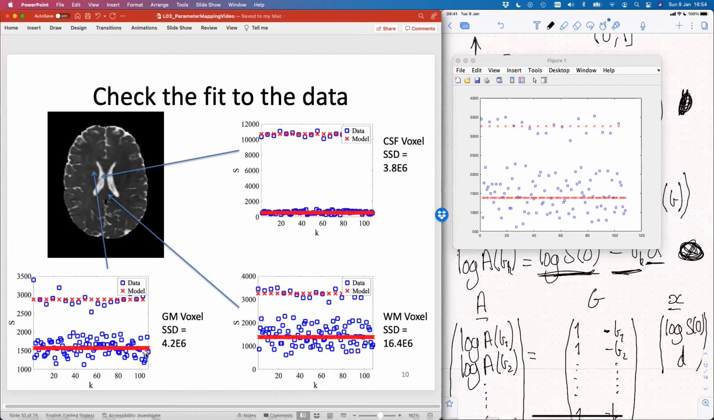In grey matter, we see a little bit of dispersion around this sort of constant estimate of the diffusion weighted signal. But in white matter, we see a much higher variation around that signal, and that's kind of reflected in the sum of square differences. Here it comes out as 16 million, compared to errors of about 4 million in the grey matter and the CSF voxels.